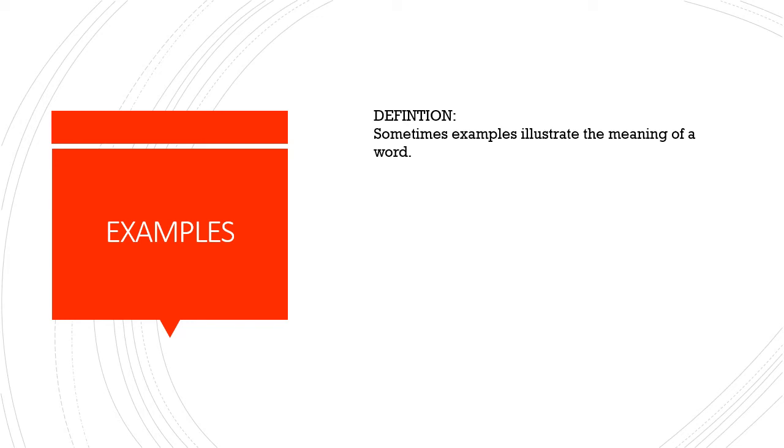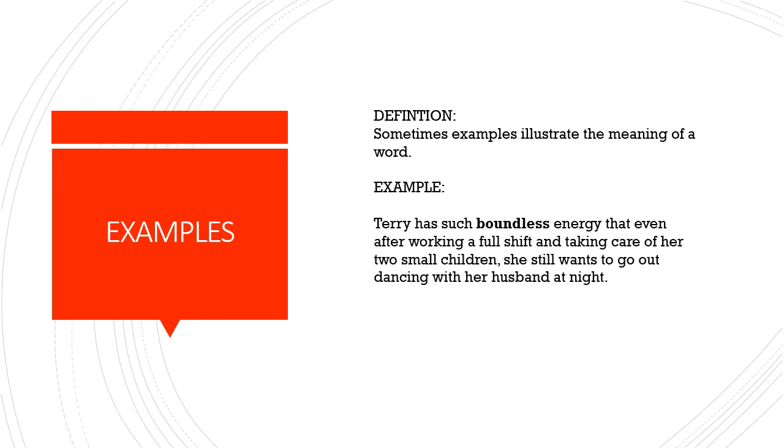And these examples will illustrate the meaning of the unknown word. So let's look at the example that we have here to help us see what the author would do if they were giving you as readers examples to help you define the unknown word. In this example, it says, Terry has such boundless energy that even after working a full shift and taking care of her two small children, she still wants to go out dancing with her husband at night.